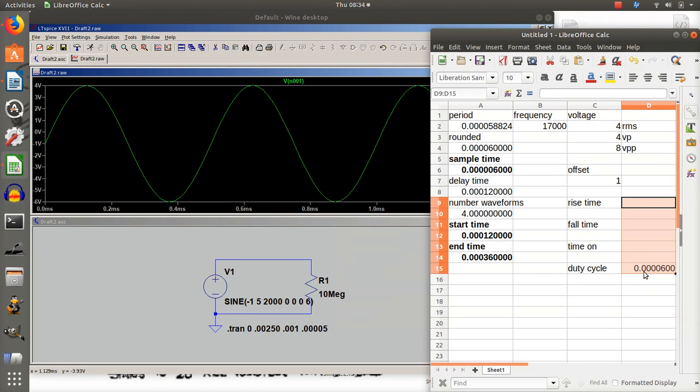So if my total cycle is this, my rise time, I want it to be all these zeros, 1, 2, 3, 4, 5, 6 zeros and a 1. Point. 1, 2, 3, 4, 5, 6, 1. My fall time has to be the same, because you want your waveform to be symmetrical, so your rise time and fall time should be the same. So 0.1, 2, 3, 4, 5, 6, 1.